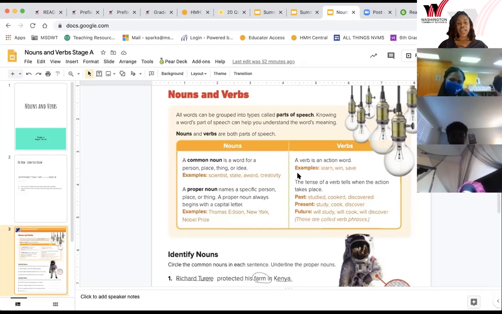Crash, run. Hero would be a noun. So what do heroes do? They save. So that would be the verb. Can you think of another verb, Manasia?